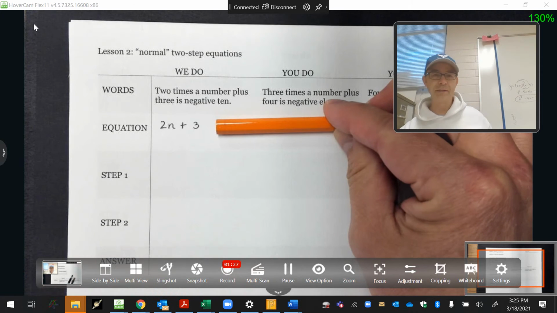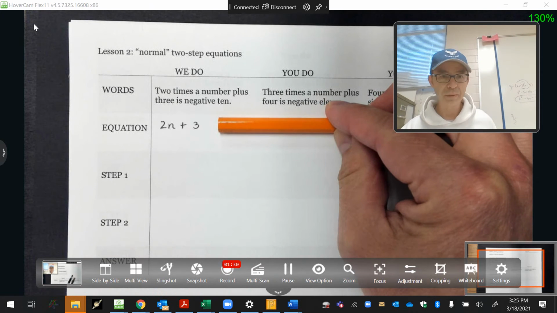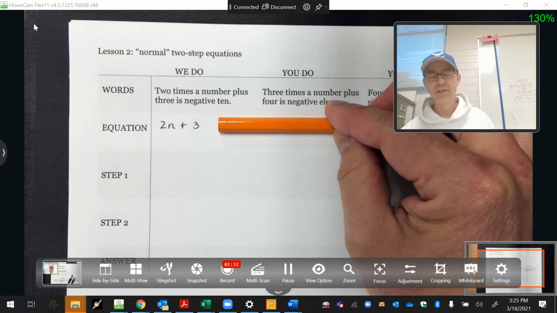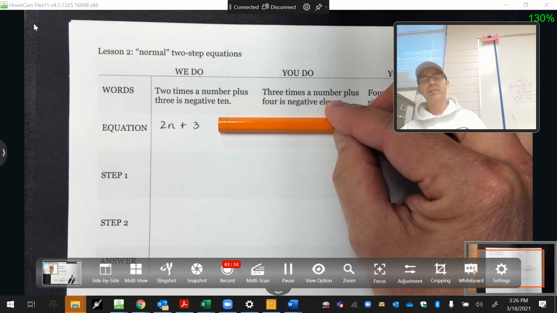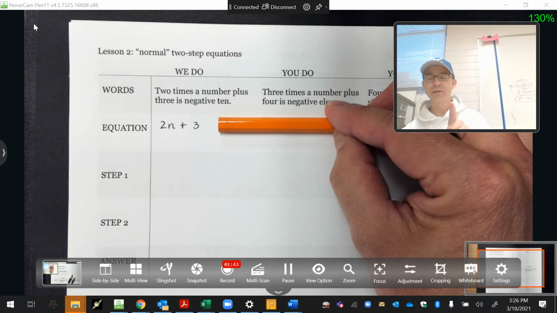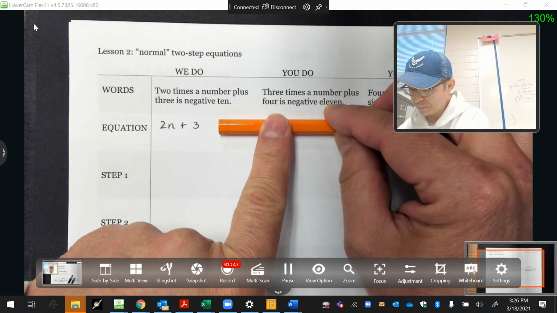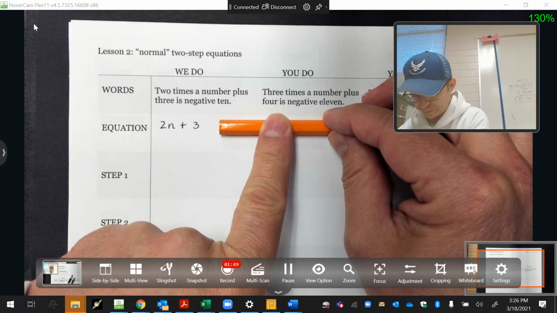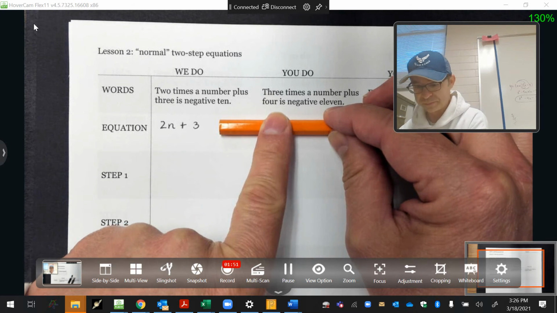Okay. So how do you say that? 2 times the number plus 3. The last thing that came out of my mouth was plus 3. So you have to do the opposite of that. Do the opposite of whatever the last thing you said was. 2 times the number plus 3.